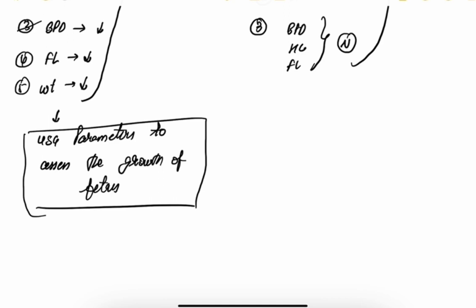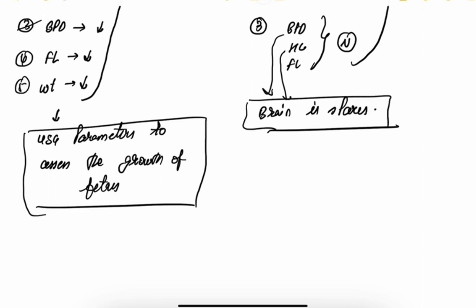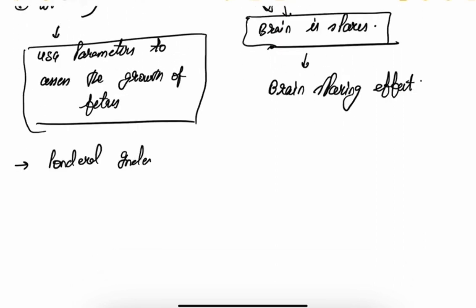So the brain is spared. As we said, BPD or head circumference is normal. So what does it mean? The brain is spared. Blood supply to the brain is spared, known as the brain sparing effect. In type 1, the ponderal index PI is normal, while in type 2 the ponderal index PI decreases.